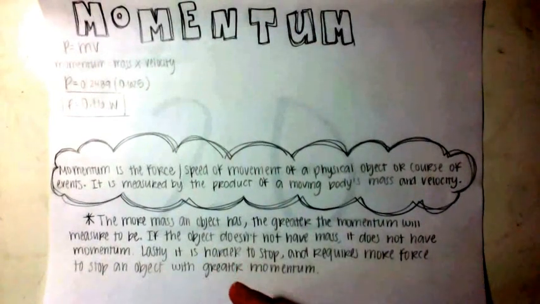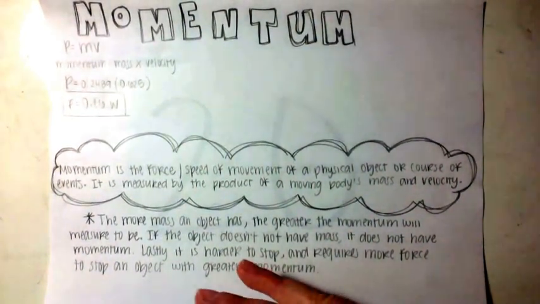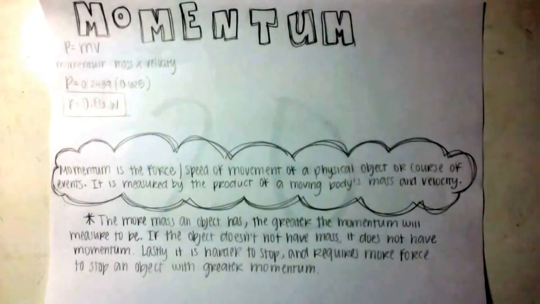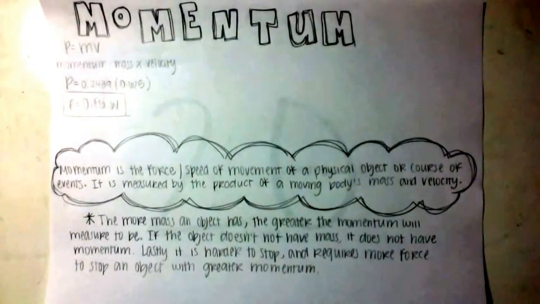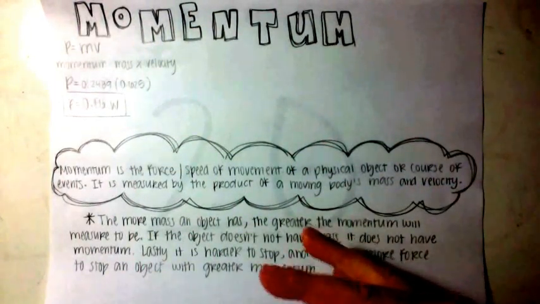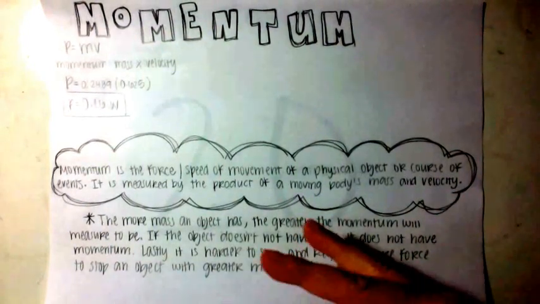Now we're going to talk about momentum. P equals mv, momentum equals mass times velocity. P equals 0.2489 times 0.625, which equals 0.16 watts. Right. Momentum is the force, speed of movement of a physical object or course of events. It is measured by the product of a moving body's mass and velocity. The more mass an object has, the greater the momentum will measure to be. If the object does not have mass, it does not have momentum. Lastly, it is harder to stop and requires more force to stop an object with greater momentum.